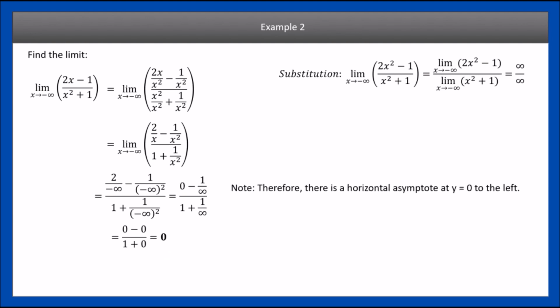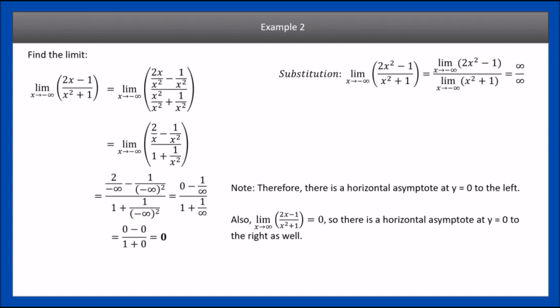So therefore, we have a horizontal asymptote at y equals 0 to the left. And if we do the limit at infinity, where we do positive infinity, we're going to get a similar result. We're going to get 0 for the horizontal asymptote. So I leave it to you as an exercise. It's the same steps to simplify this in the same manner.